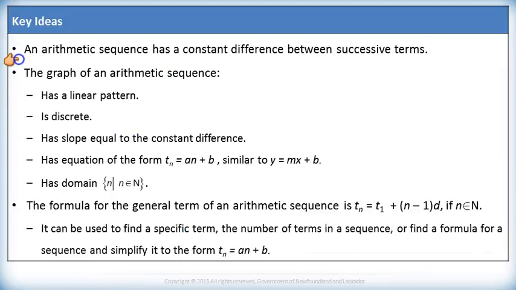Key ideas: an arithmetic sequence has a constant difference. The graph has a linear pattern, it's discrete. The slope is equal to the constant difference. It has equations similar to y equals mx plus b if you simplify to that form. The domain is the natural numbers. And the formula for the general term can be used to find a specific term, the number of terms in a sequence, or to find a formula and simplify it to this form an plus b.